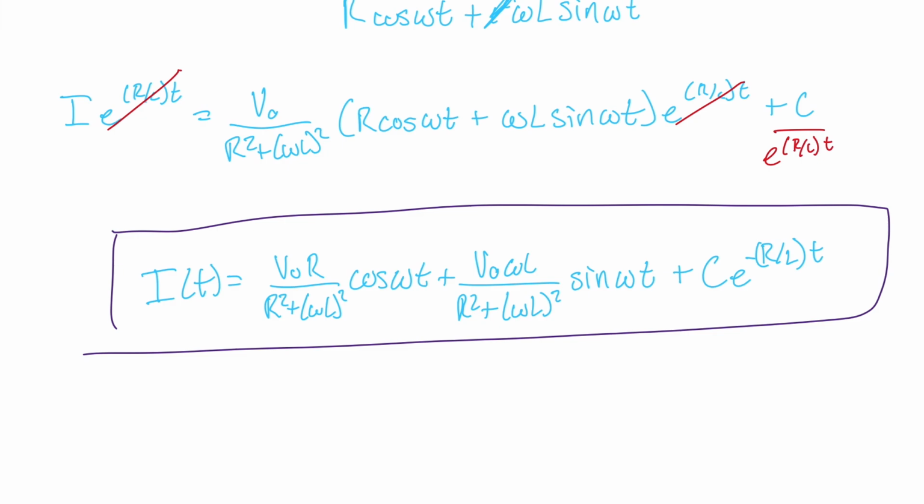Your current function of T is equal to V naught R over R squared plus omega L squared times cosine omega T plus V naught times omega L over R squared plus omega L squared times sine omega T plus C to the negative R over L times T.